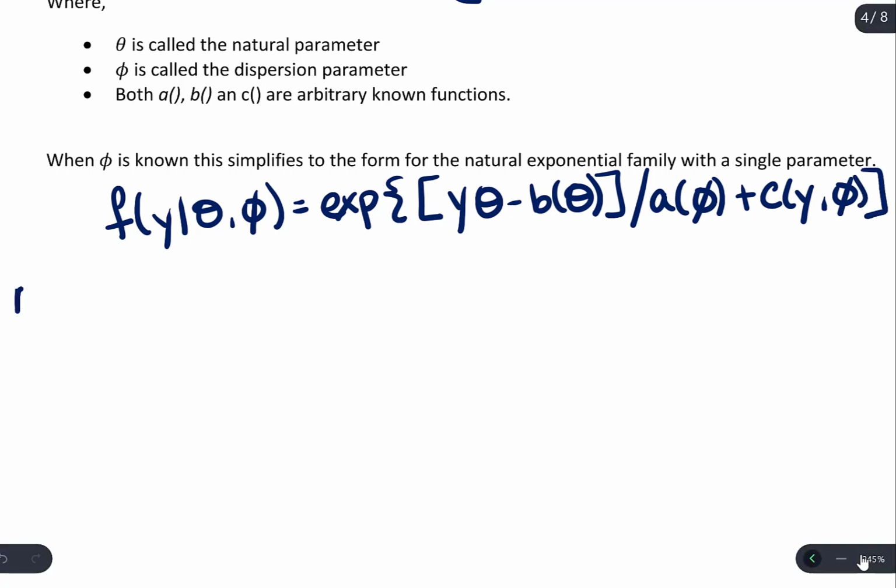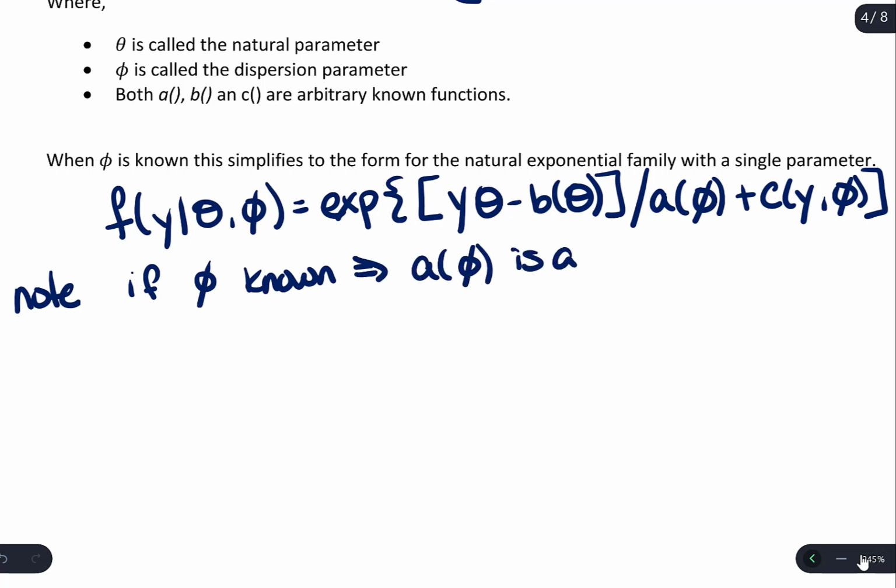Okay, so note that if phi is known, then any function of it is a constant. And so effectively what happens is these pieces where these functions involve phi, they're going to be constants, and so they just get lumped into one of the other functions. And so what happens is this distribution now becomes the following.